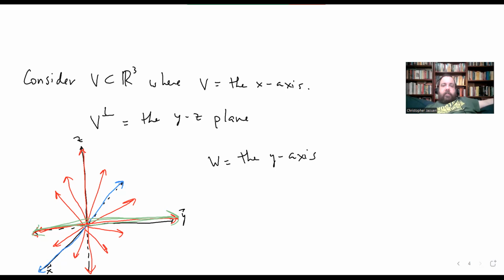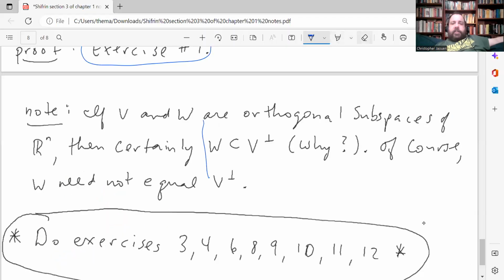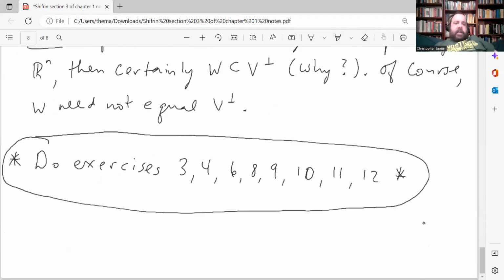Let me just go back real quick to the lecture note, the summary. That's essentially the end of the summary for this section. And the exercises that he recommends that we do are these ones: 3, 4, 6, 8, 9, 10, 11, 12. So I have actually already done those. I'll get to those in the next video.